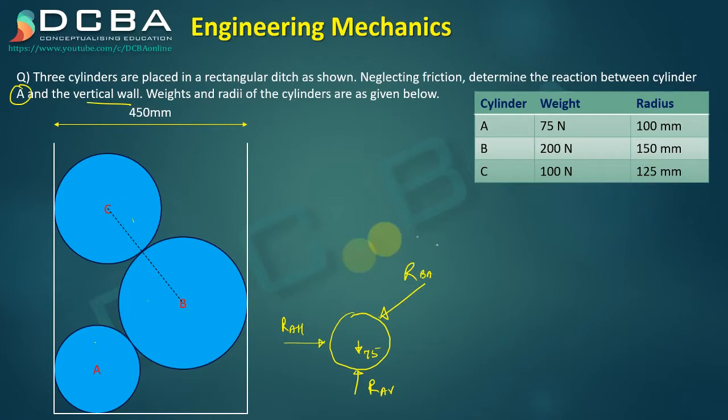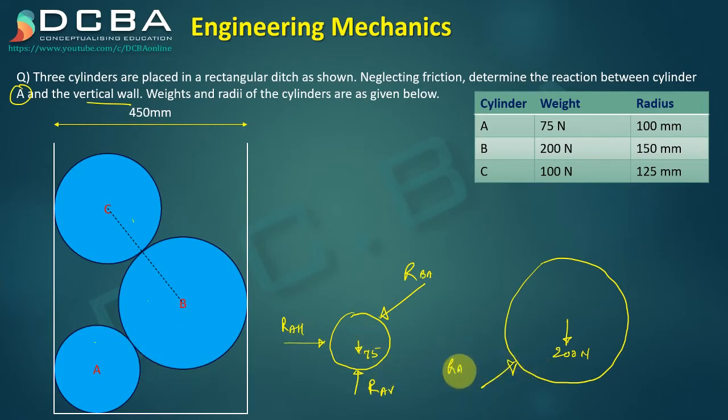Moving on to cylinder B. It's a little bit bigger cylinder with a radius of 150 mm. Its weight is 200 newtons. Then the reaction it gets from A, I'll call RAB. RAB and RBA are equal but opposite in direction. Then we have this reaction from the vertical wall, I'll call it RBH.